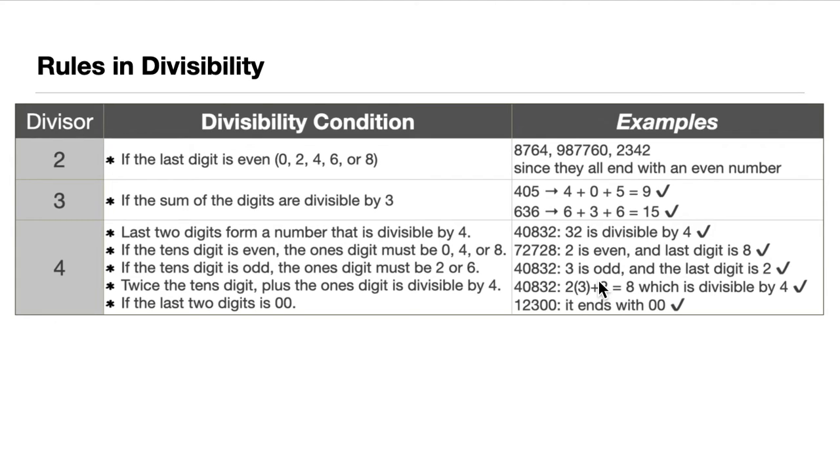This is divisible by 4. Also we have here twice the tens digit. This is the computational part. Twice the tens digit plus the ones digit must be divisible by 4.